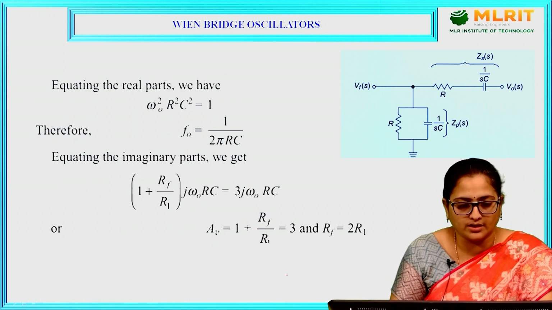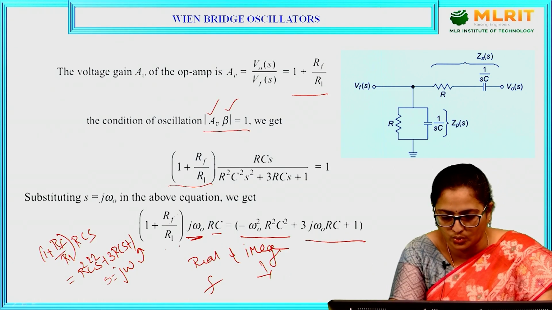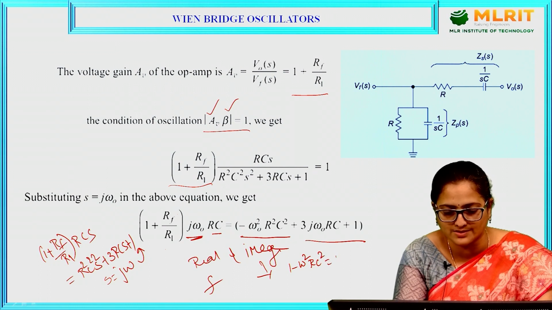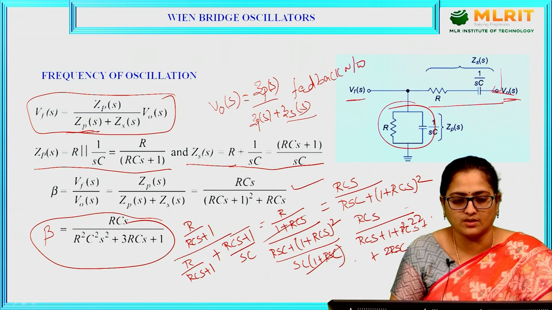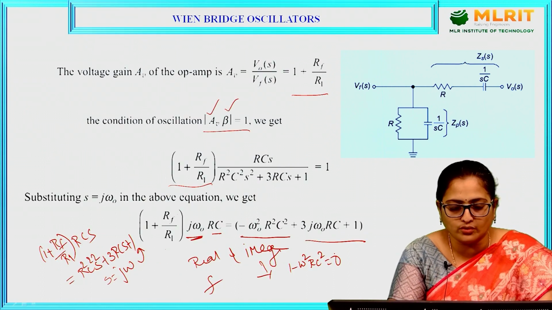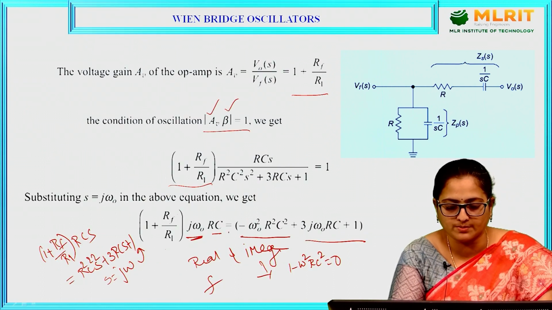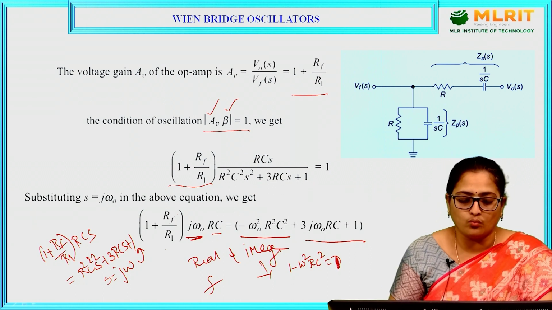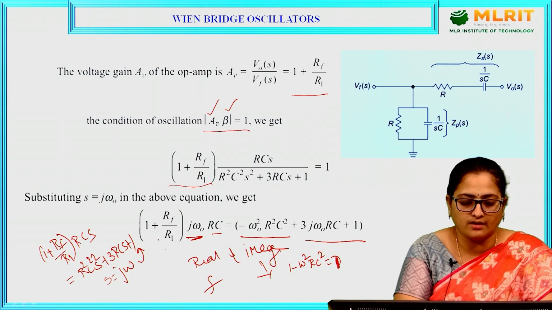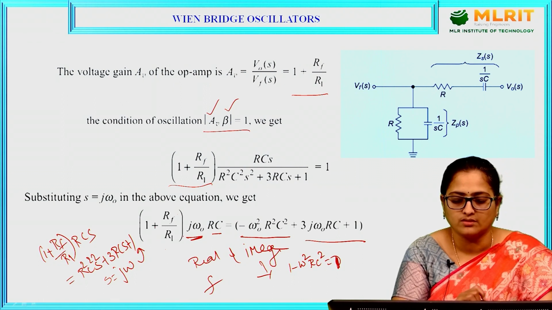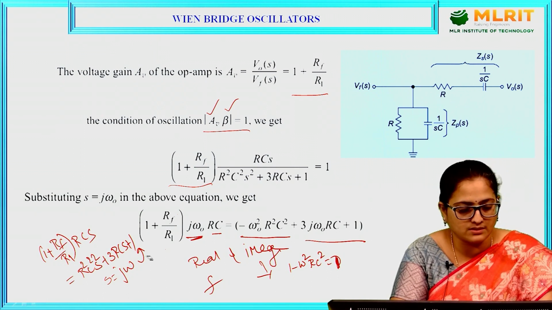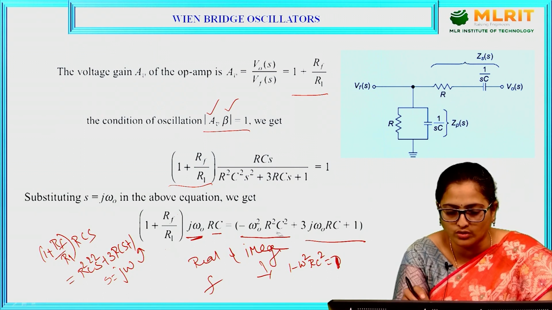So if you equate the real parts of this expression, you can write 1 minus omega square R square C square equals 0. The same thing we have represented here. After substituting S equals j omega, we got this expression.